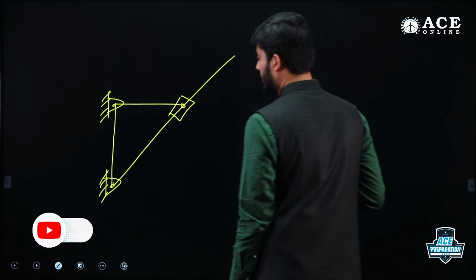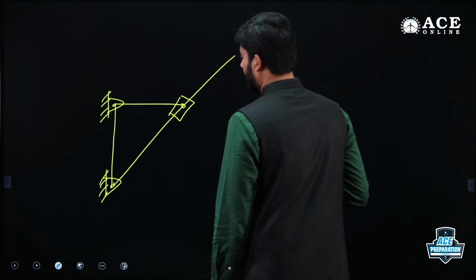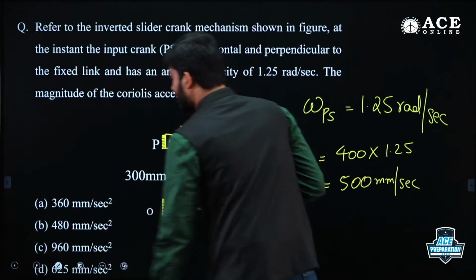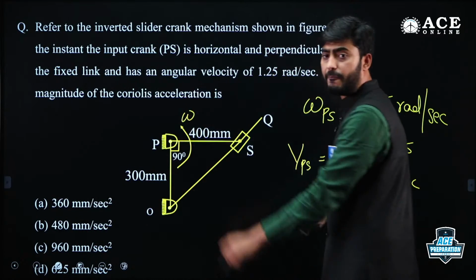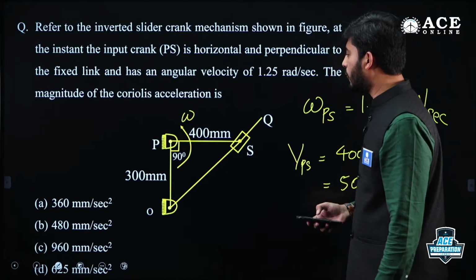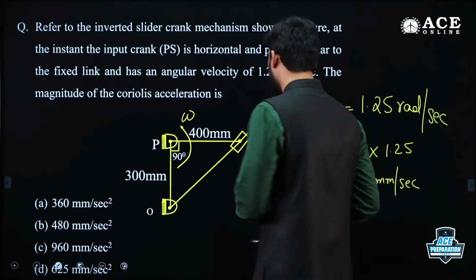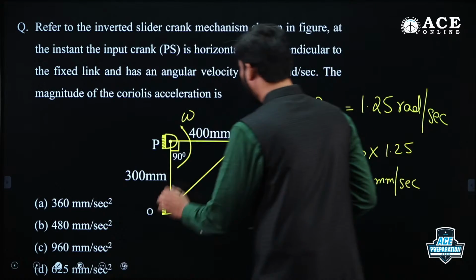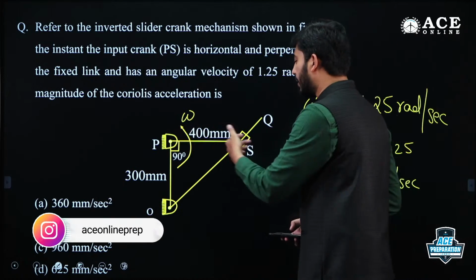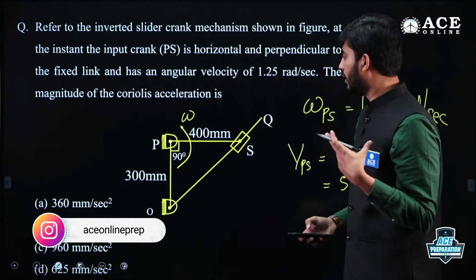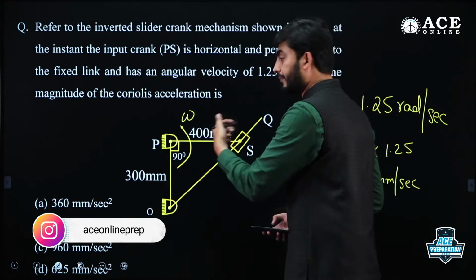Right. Now, here if you see the question, the direction of omega is given upwards. That is 500, and it will be perpendicular to the link. Velocity will always be perpendicular to the displacement vector or the link.